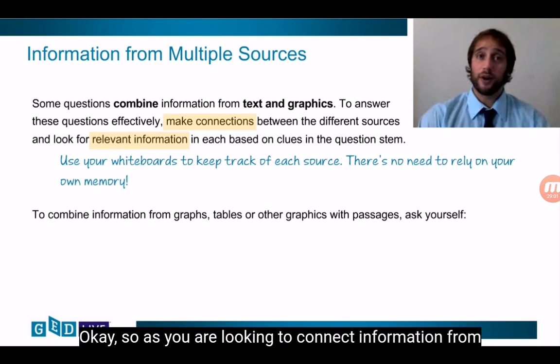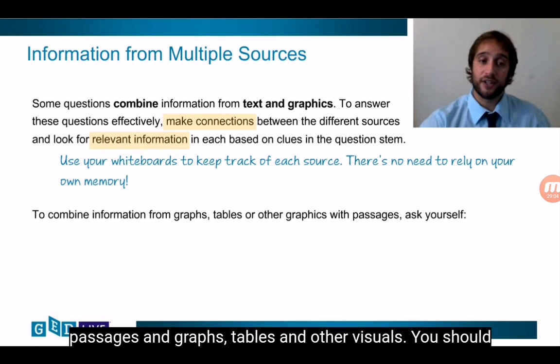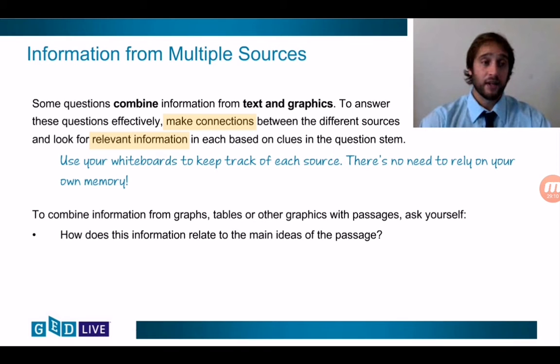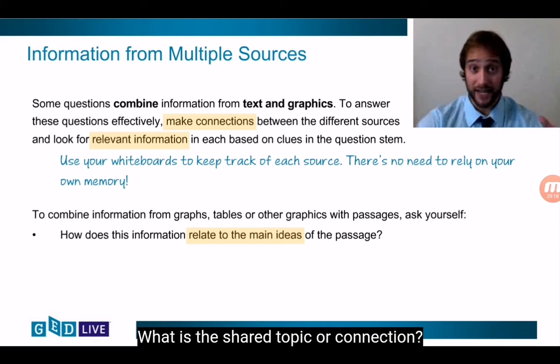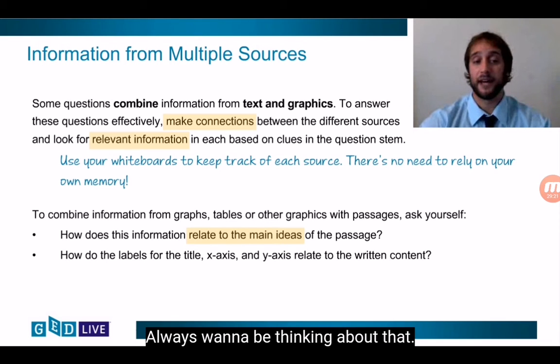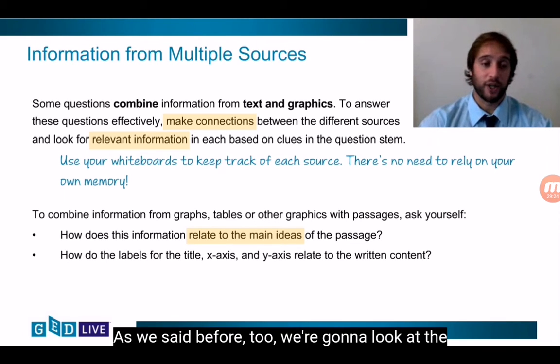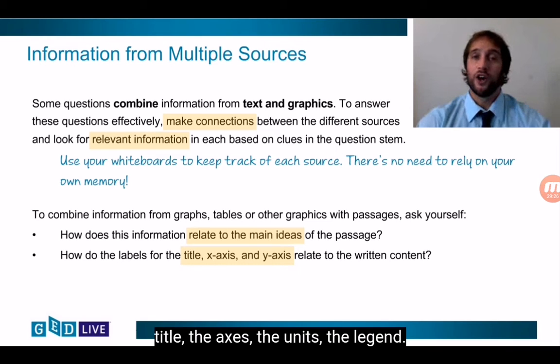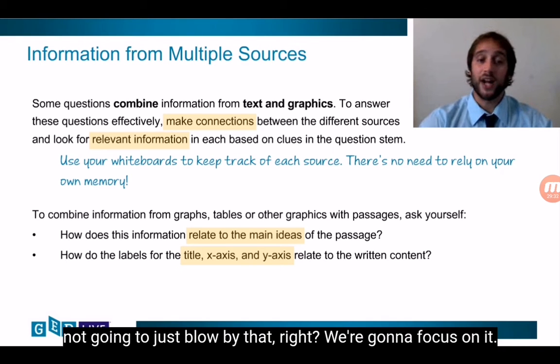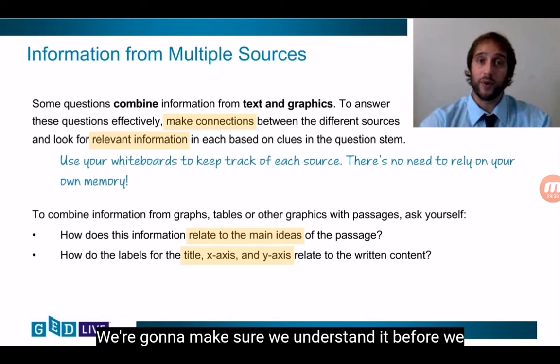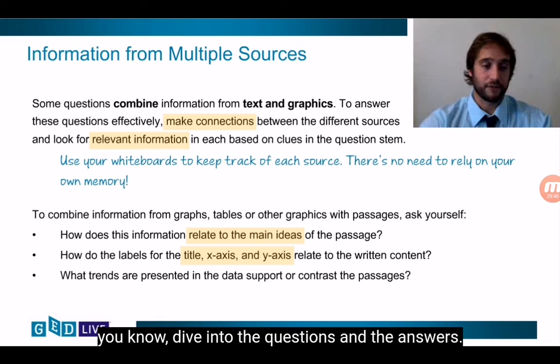Okay, so as you are looking to connect information from passages and graphs, tables, and other visuals, you should be asking yourself some of these questions. Of course, as always, we want to know, how does it relate to the main idea of the passage? What is the shared topic or connection? Always want to be thinking about that. As we said before too, we're going to look at the title, the axes, the units, a legend, whatever kind of extra information we get for that graphic. We're not going to just blow by that, right? We're going to focus on it. We're going to make sure we understand it before we dive into the questions and the answers.